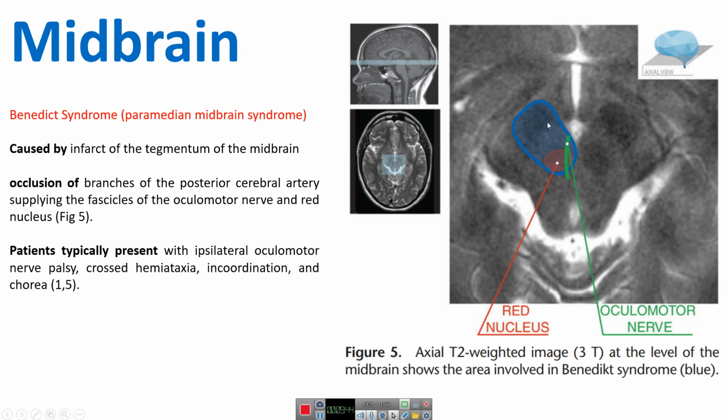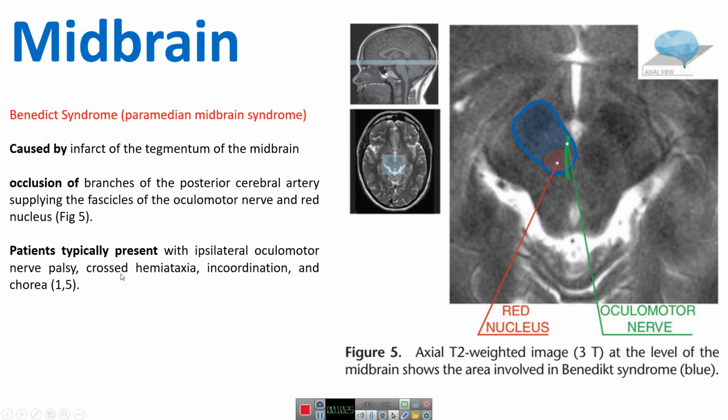This is the infarction of the tegmentum of the midbrain, which happens in what we call Benedict syndrome. It is due to infarction of the posterior cerebral artery, supplying the fascicles of the oculomotor nerve and the red nucleus. The oculomotor nerve extends from this side of the medial to the crus cerebri. So in Benedict syndrome, the affection is of the nerve fiber, not the nucleus, in addition to affection of the red nucleus. Also, the patient will have ipsilateral oculomotor nerve palsy on the same side, crossed hemiataxia.